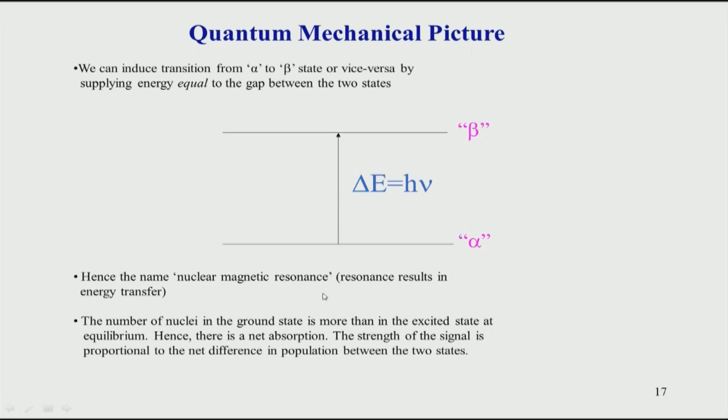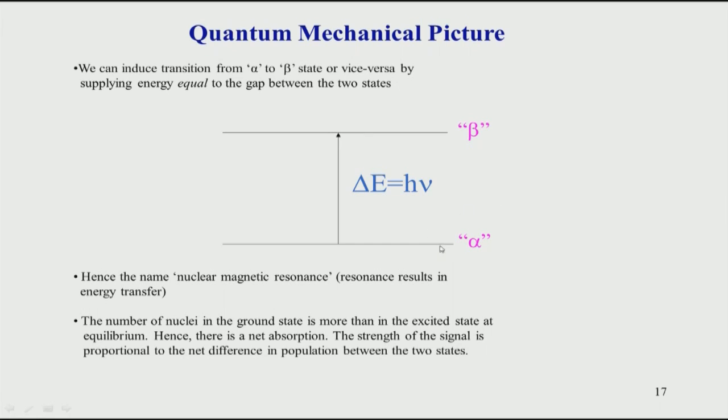And the strength of the signal which is absorbed is proportional to the difference. What happens in NMR is that you have a lot of molecules in the ground state and some molecules also in the excited state. When we shine radiation equal to delta E, the molecules will go from the ground state to the excited state, and at the same time molecules will come from beta to the ground state. This is called stimulated excitation and stimulated emission.